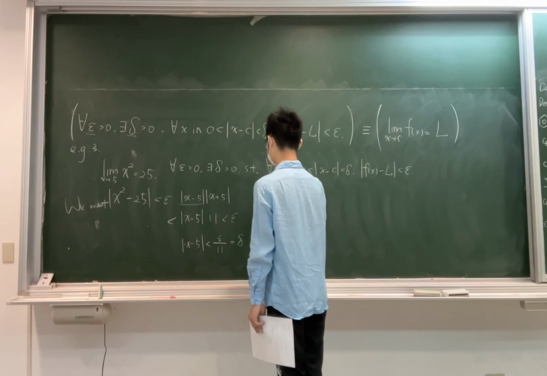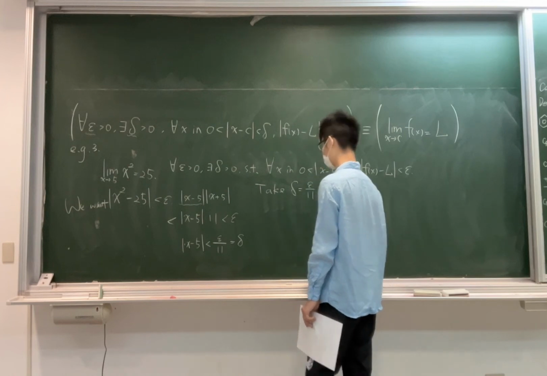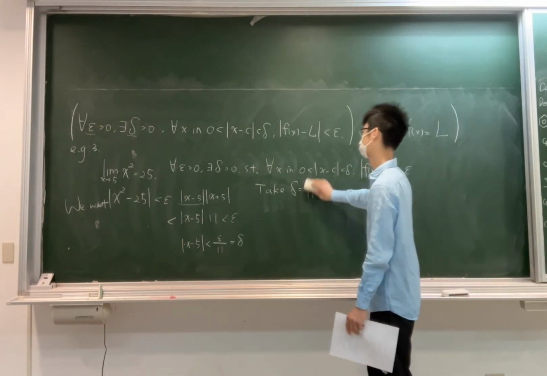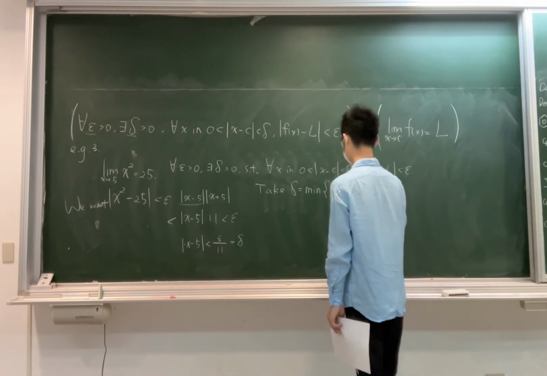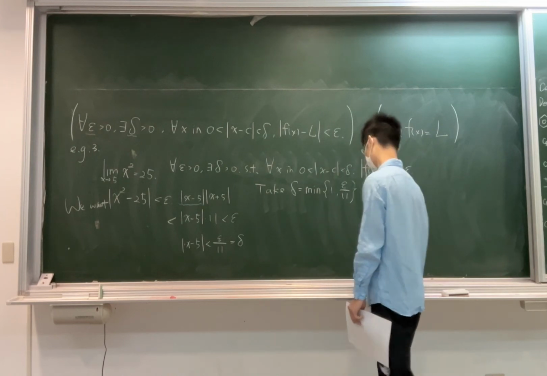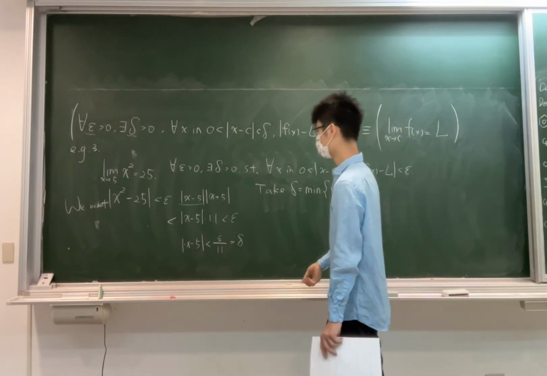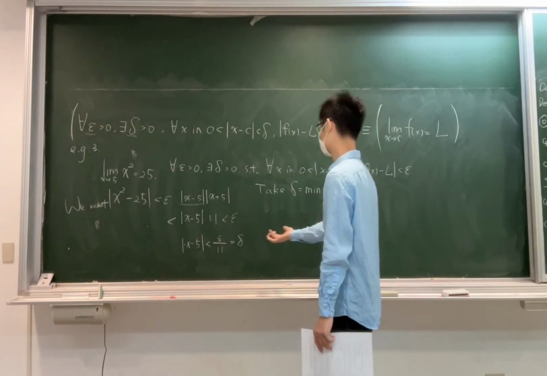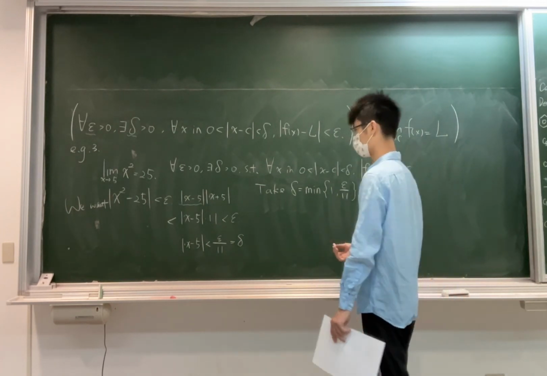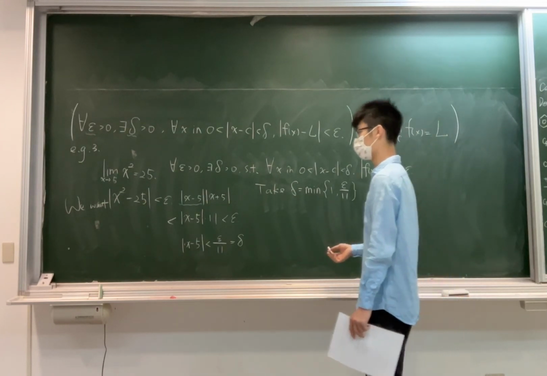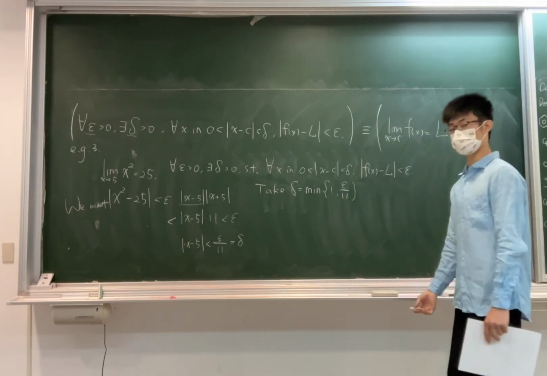So take delta equal to the minimum of 1 and epsilon over 11. Because here you have limited the range of x, right? You limited it so that the absolute value of x minus 5 is less than 1. So you have to take the minimum of 1 and epsilon over 11.